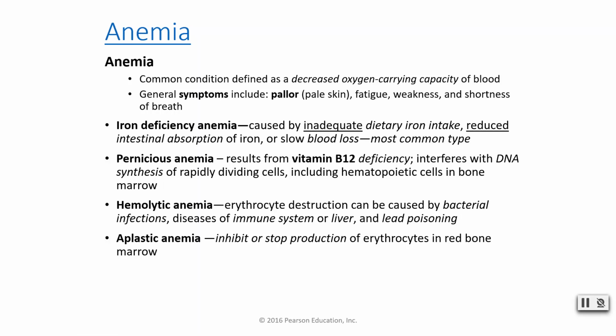Now, pernicious anemia results from a vitamin B12 deficiency. We mentioned one of the things required for erythropoiesis was vitamin B12. We said it was involved in the process of mitosis. Specifically, you need vitamin B12 for DNA synthesis, so DNA replication. So if you remember the S phase of the cell cycle and then leading into mitosis.